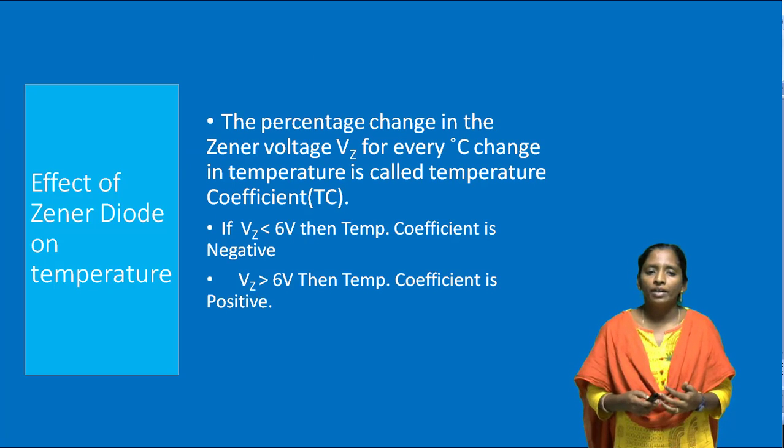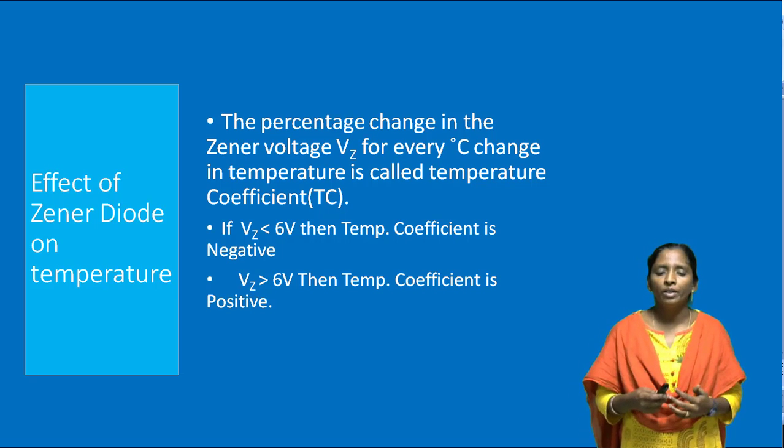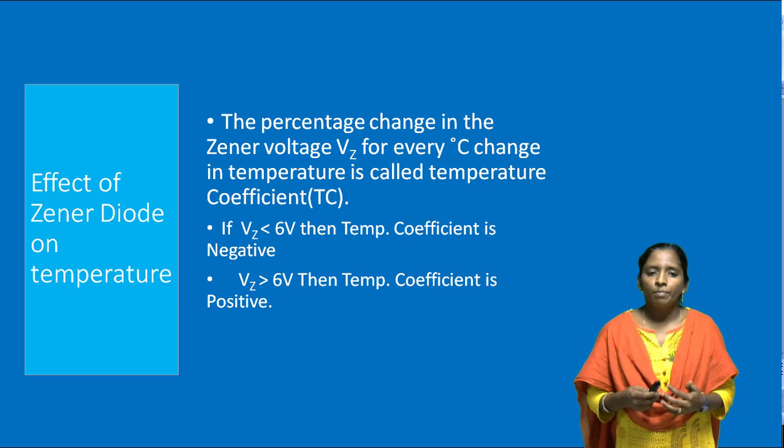Effect of temperature on Zener diode. Here we have to know one term, the temperature coefficient, represented with Tc. What is meant by temperature coefficient? The percentage change in the Zener voltage for every degree centigrade change in temperature is called the temperature coefficient. In a normal PN junction diode, the temperature coefficient is considered with current, but in a Zener diode, it is considered with respect to the Zener voltage.